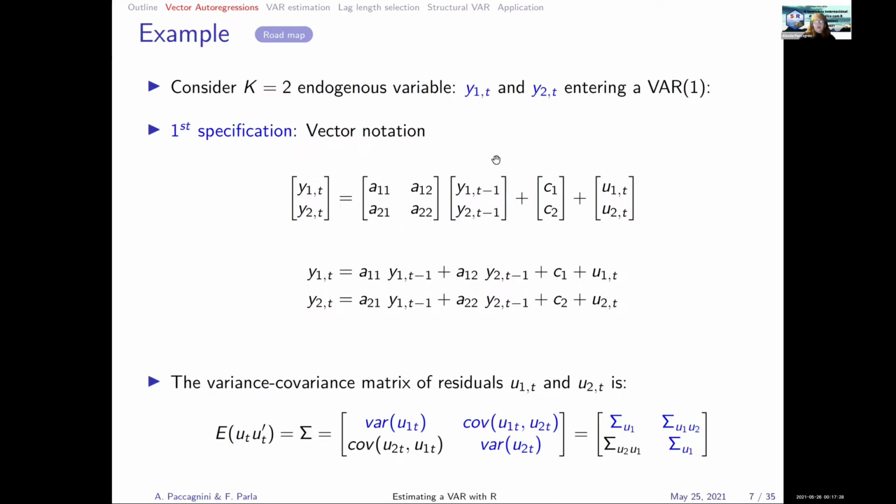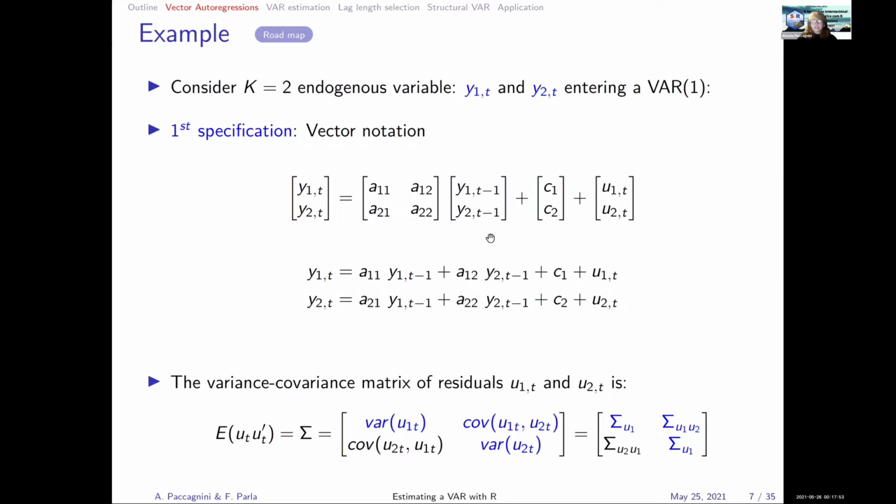We have a vector of their lags. We have the matrix of the impact coefficients. We have the vector of constants. We have our innovations. We have the variance-covariance matrix of our u1 and u2t. And we can see what this specification is.